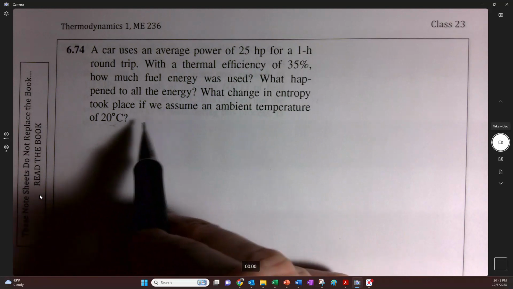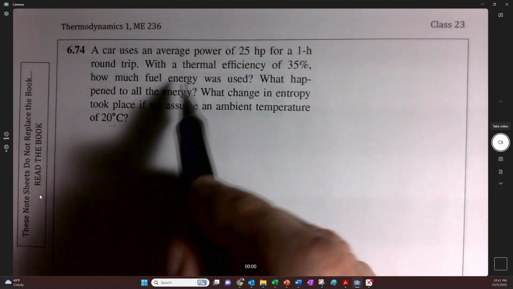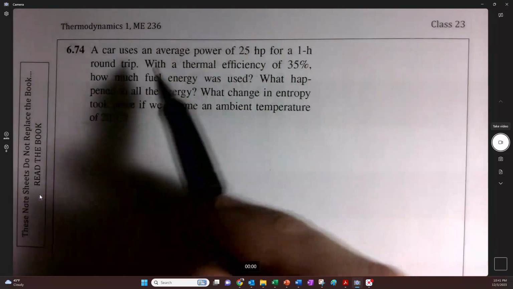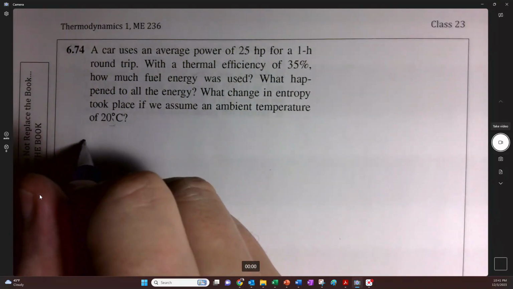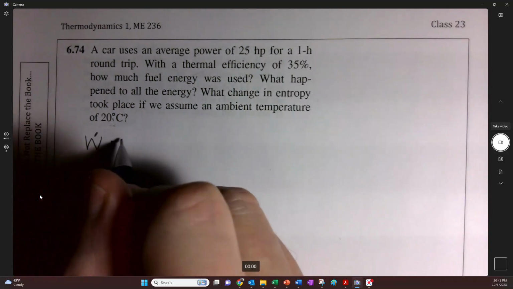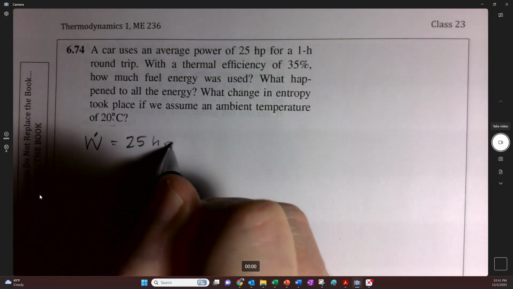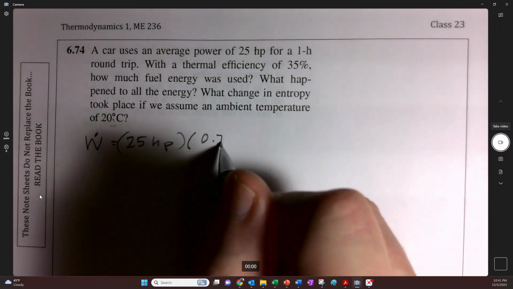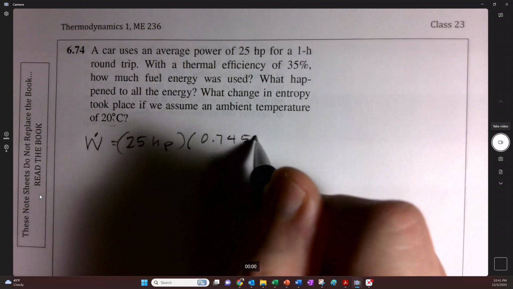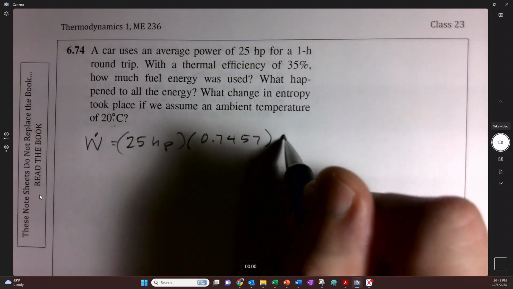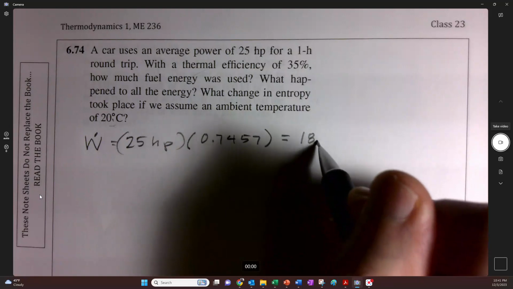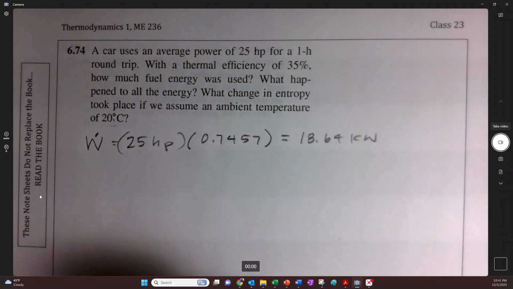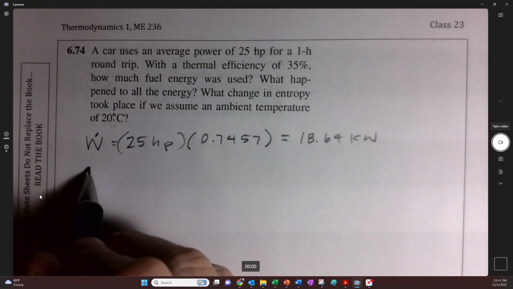We had degrees Celsius. We're kind of getting mixed messages here. The US units, SI, US units, SI. Let's go with SI. So let's turn those 25 horsepower into kilowatts, and that conversion factor is 0.7457, and we end up getting 18.64 kilowatts.